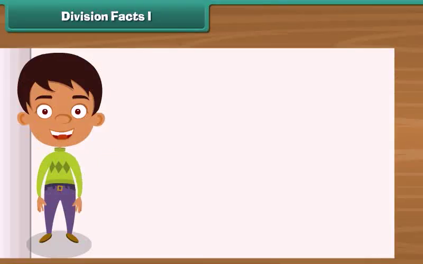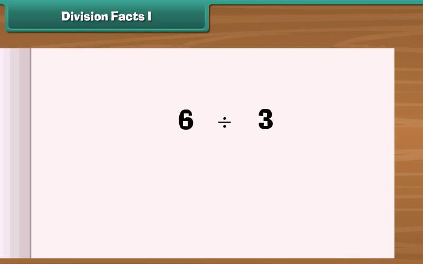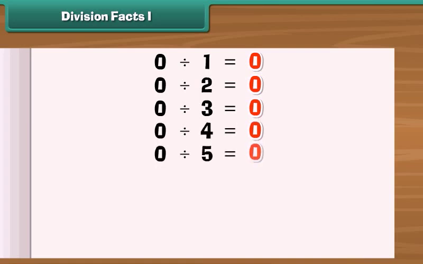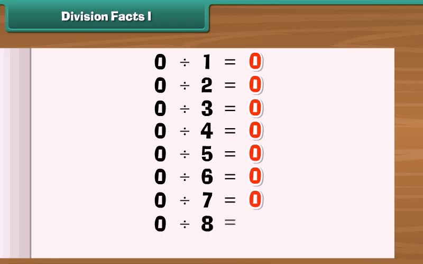Division facts 1. Division is splitting a number into several equal groups. For example, when we divide 6 by 3, we split 6 into 3 equal groups of 2 each. Numbers cannot be divided by 0 because it is impossible to split a number into 0 groups. 0 divided by any number is 0 because when 0 is split into groups, the result is also 0.